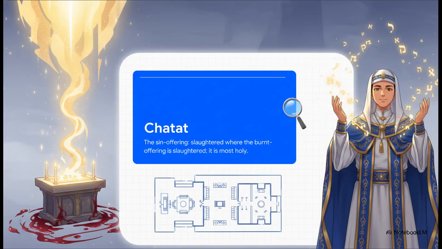Let's talk about the chatat, the sin offering. The text is very clear here, actually giving us the exact geographic location of this ritual to help us visualize the highly organized layout of the ancient sanctuary. The chatat must be slaughtered in the exact same place where the burnt offering is slaughtered, before the Lord. The text emphasizes over and over that this offering is most holy, and as we'll see, that extreme degree of holiness brings some very real physical consequences.